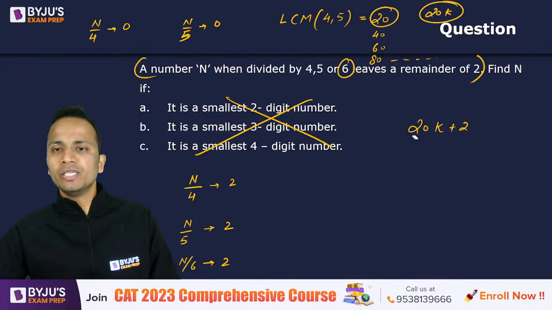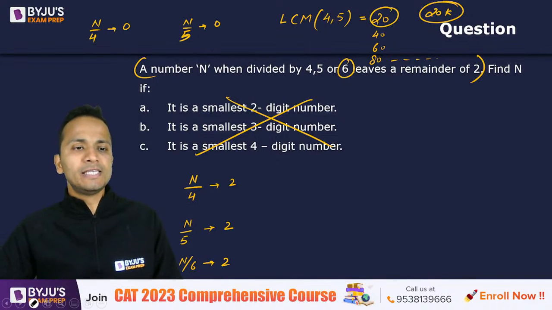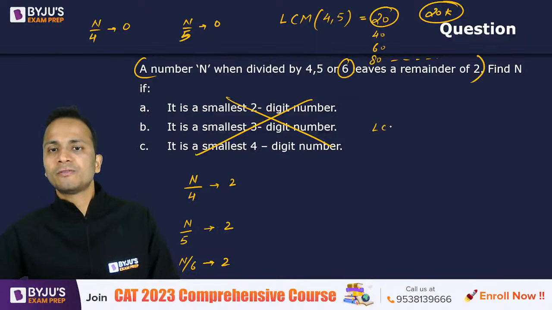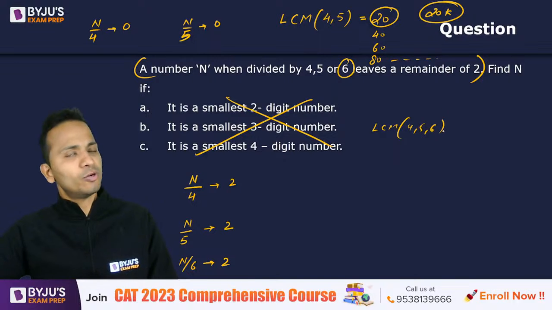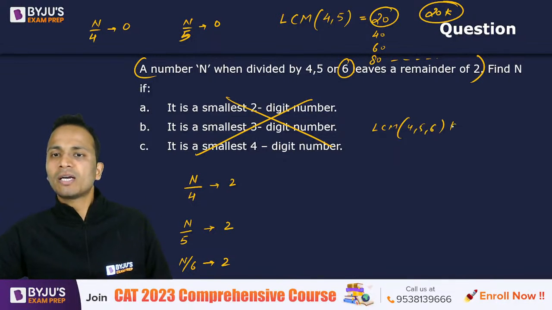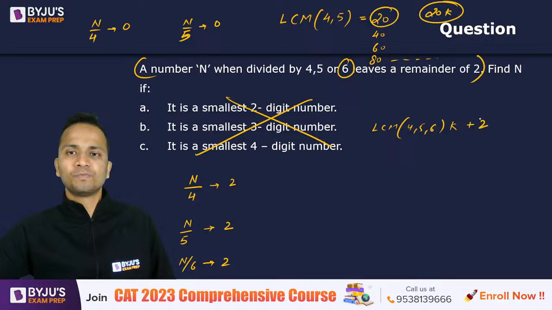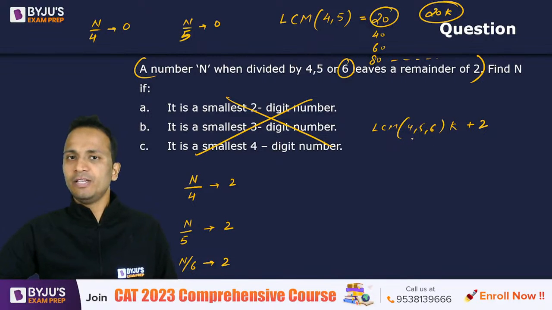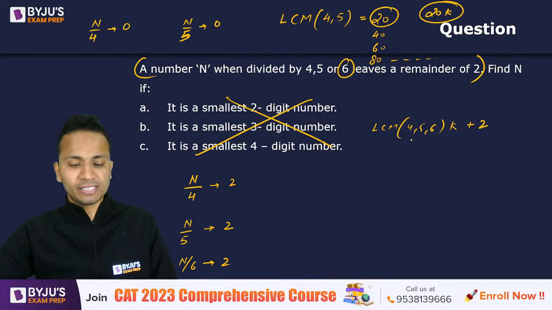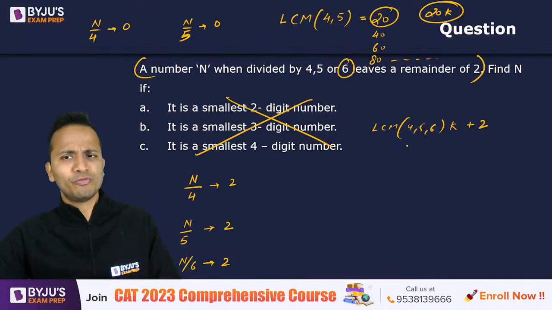So what you need to do is take the LCM of 4, 5 and 6, and put a k in front of it plus 2. So what is the LCM of 4, 5 and 6? Anyone? I believe it is 60. All of you would agree.